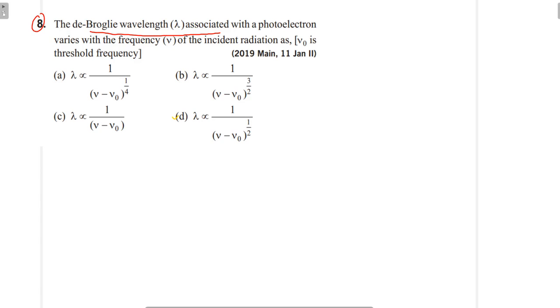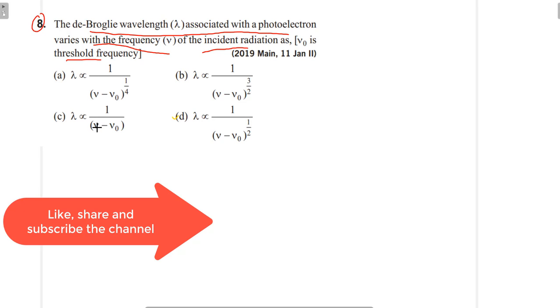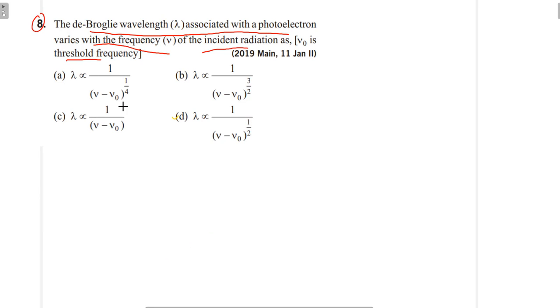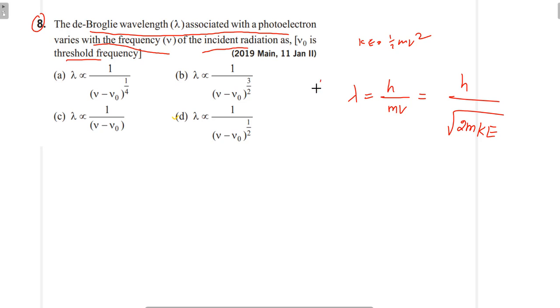The de Broglie wavelength lambda associated with a photoelectron varies with the frequency nu of the incident radiation, as nu naught is the threshold frequency. If you look at this, which formula are you getting? Lambda equals h by mv, the de Broglie wavelength formula. Further, you can write this formula as h by under root of 2mKE. How are we getting this? KE equals half mv square. If you substitute half mv square, then from mv you will get this formula. We already derived these formulas.